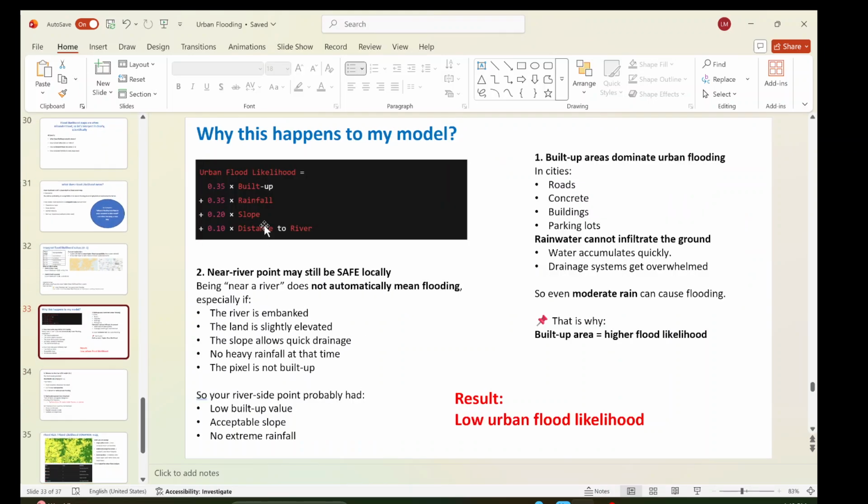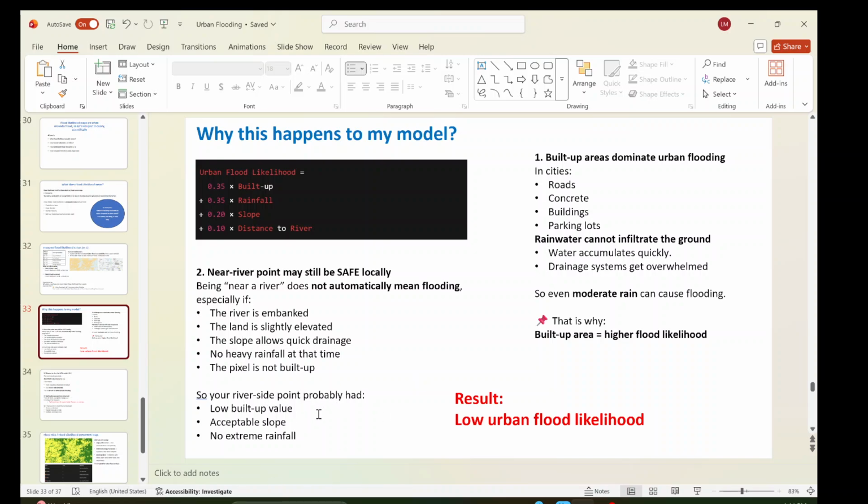Now I will explain better why this happened in my model. You can see for distance to river we have given only 10%, while for built-up we have given 30%, 35%. It all depends, you can put 40, 50 also. It all depends on the situation or the location. So a near-river point may still be safe locally. Being near a river does not automatically mean flooding. Especially when the river is embanked, the land is slightly elevated, the slope allows quick drainage, and there is no heavy rainfall at that time, the pixel is not built up, right? Maybe it is something else.